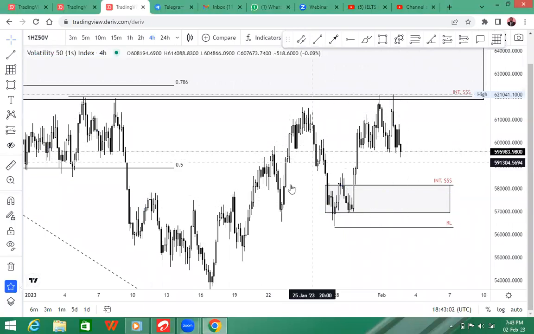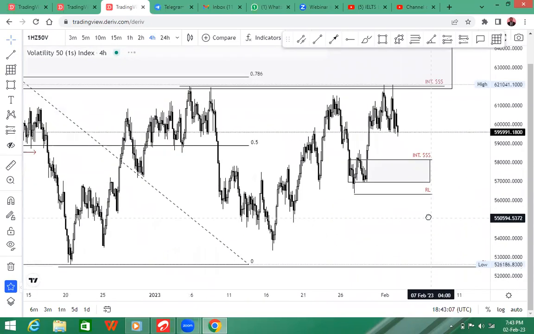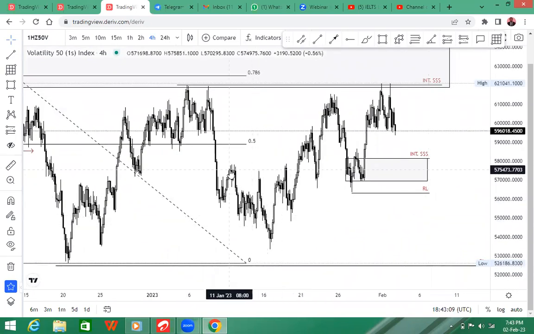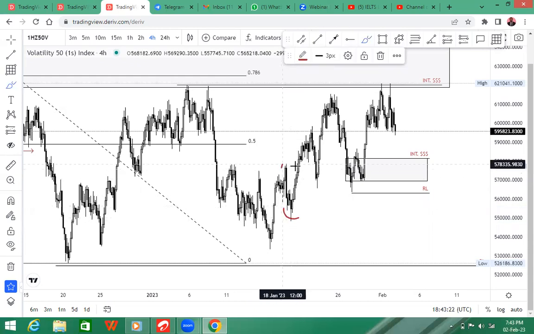Okay, so this is 4 hours now. Looking at the range of 4 hours, or the structure rather. This was the break of structure, all of these. This would have been the first entry. Nobody got that. So this was the high, the low. Price gave us a higher high, created this low.